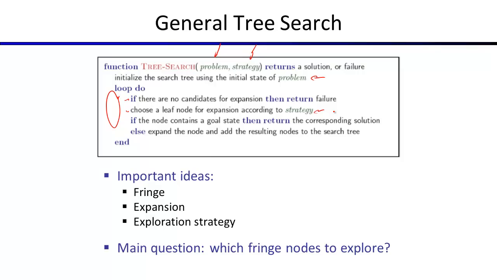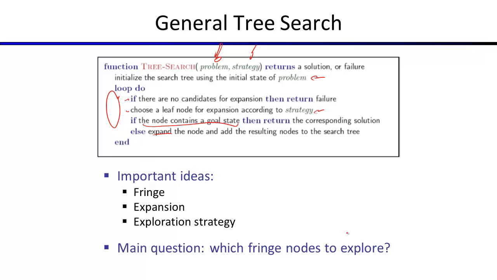If this node contains a goal state, again, our problem that we passed in has this check built in. We can check if a state is a goal state. If it is, then we return that node which encodes a path from the root to that goal state, and that's a solution. If the node we pick doesn't contain the goal state at the very end, then we expand the node. Expanding means we call the successor function, look at all the successor states that we get back from that, add them to our fringe.